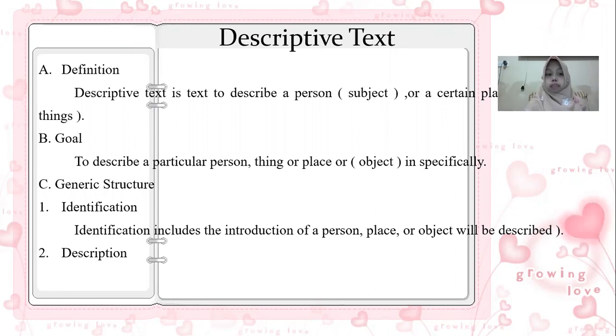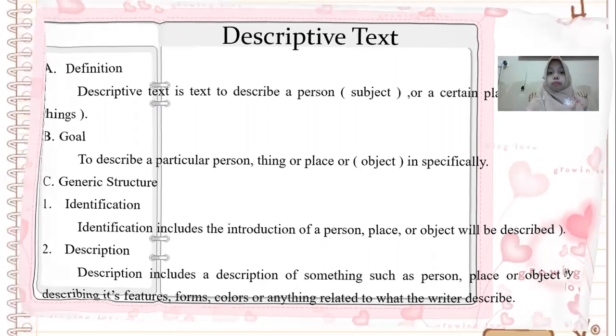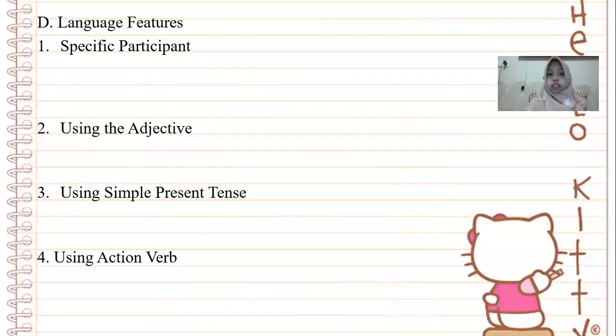Second is description. What is that? Description includes something such as a person, place, or object by describing its features, forms, colors, or anything related to what the writer described. Okay, next, move to the language features. What are language features in descriptive text?